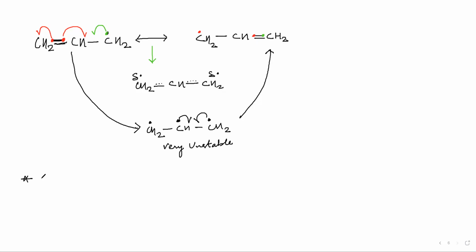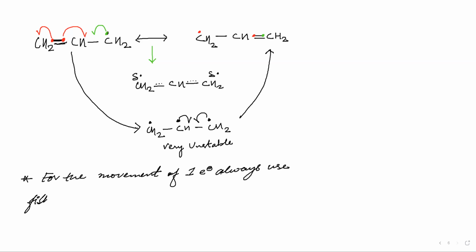So one thing that you have to understand, just take care of this always: for the movement of one electron, always use a fish hook arrow, which is also known as a single headed arrow. Single headed arrow. Are you with me, Rebecca, till here?